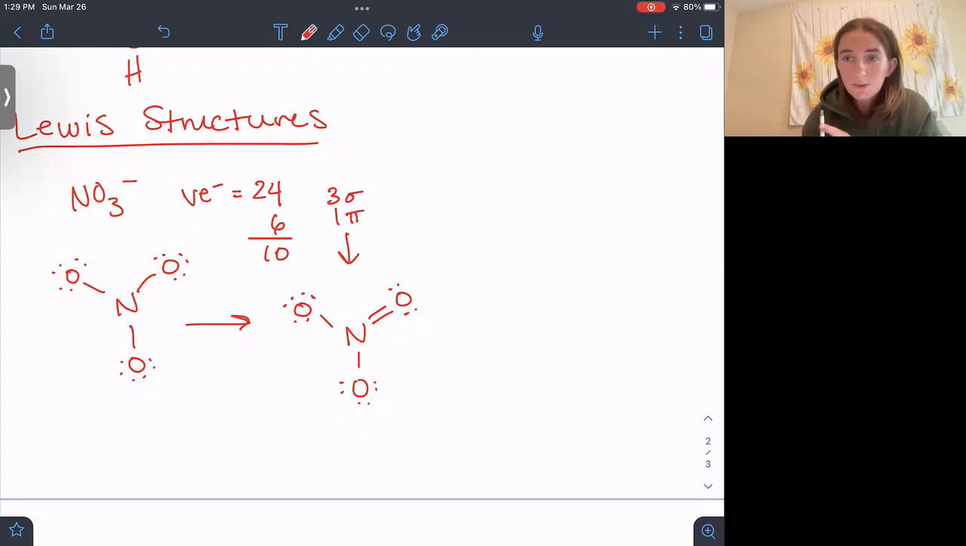Can this structure experience resonance? Yes. And why does this structure experience resonance? Good. So we have 3 oxygens and not all of the atoms are the same, right? So resonance means that we can draw this structure with the double bond on this oxygen instead.